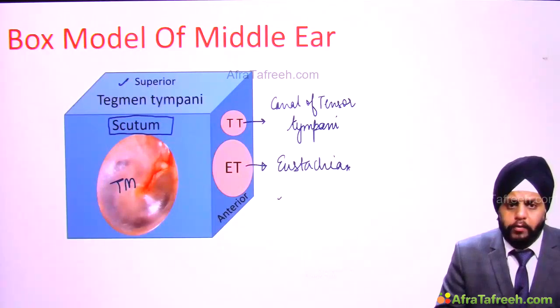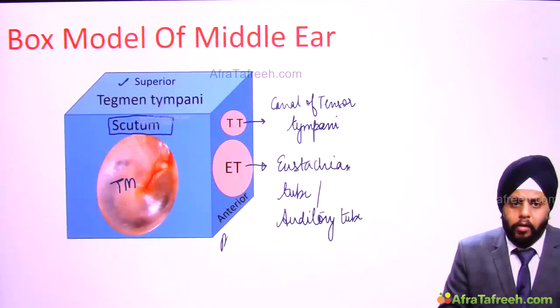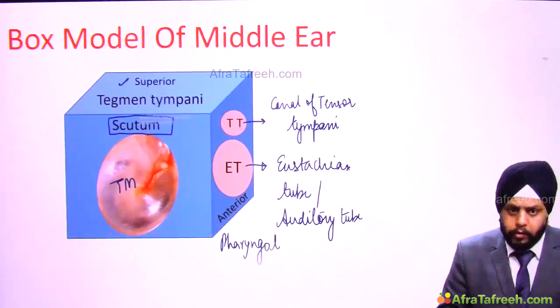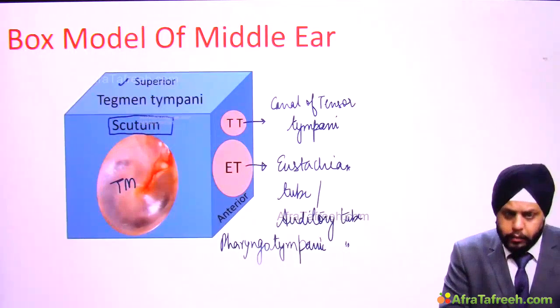Eustachian tube is also known as auditory tube. We can also call it pharyngotympanic tube because it connects the tympanic cavity, that means our middle ear, to the pharynx, to the nasopharynx. So we'll talk about this eustachian tube in some time, right?